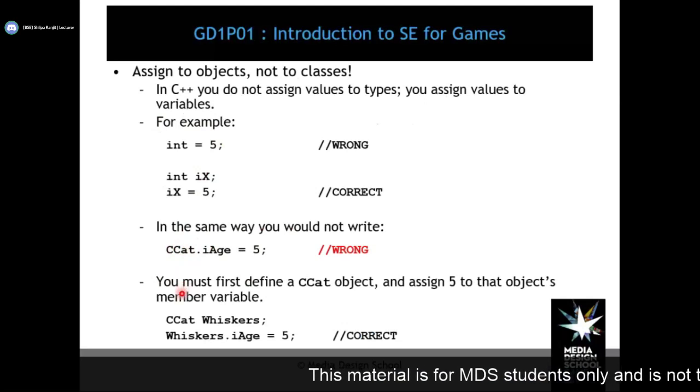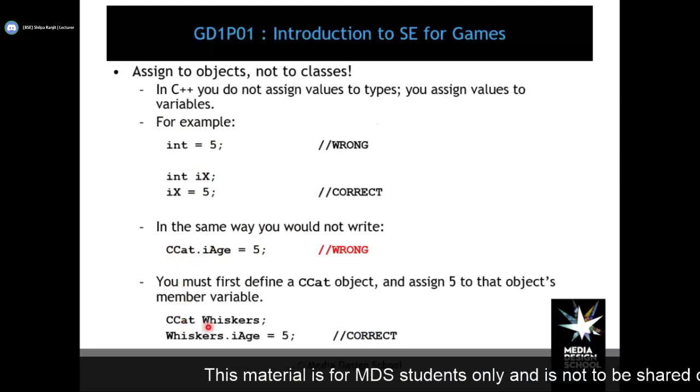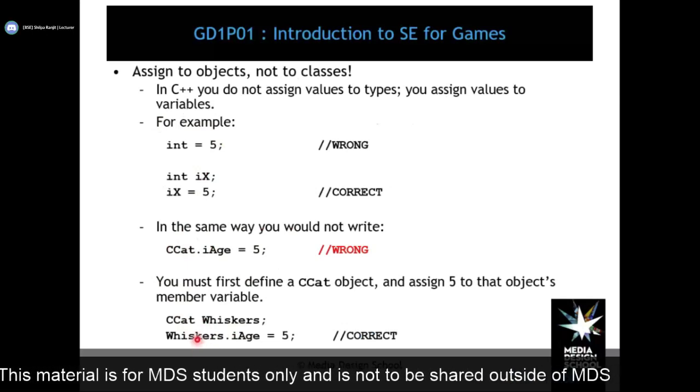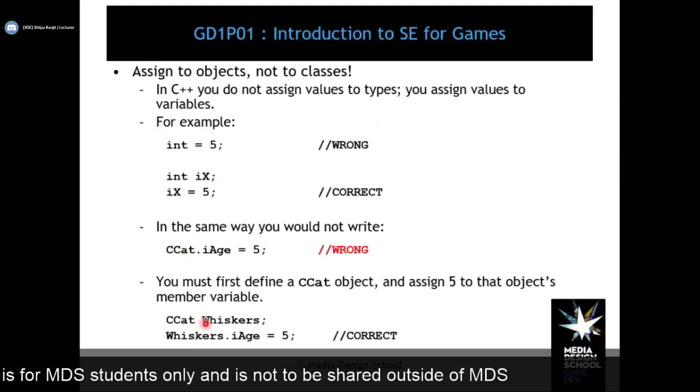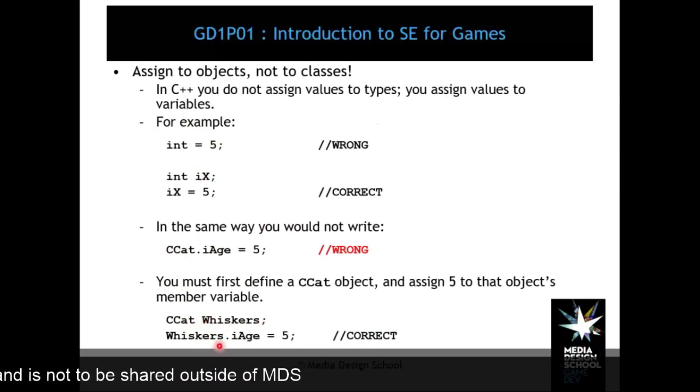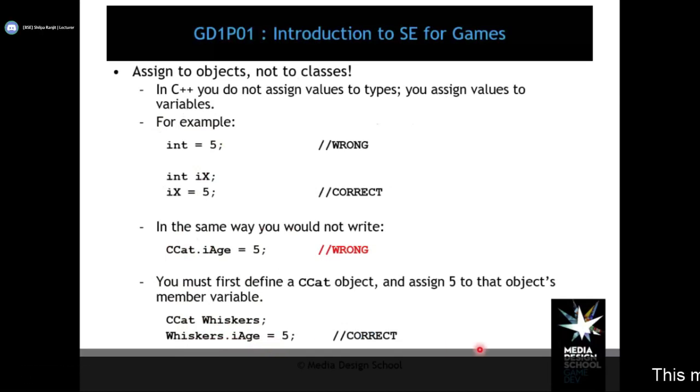You get an instance out of it only when you say ccat whiskers. So create an object out of it, because it is only a particular existing object. It's only an instance that can be allocated memory. And then you can say whiskers.iAge is equal to 5. I hope you've got that clear and you won't make the mistake of assigning values to classes.